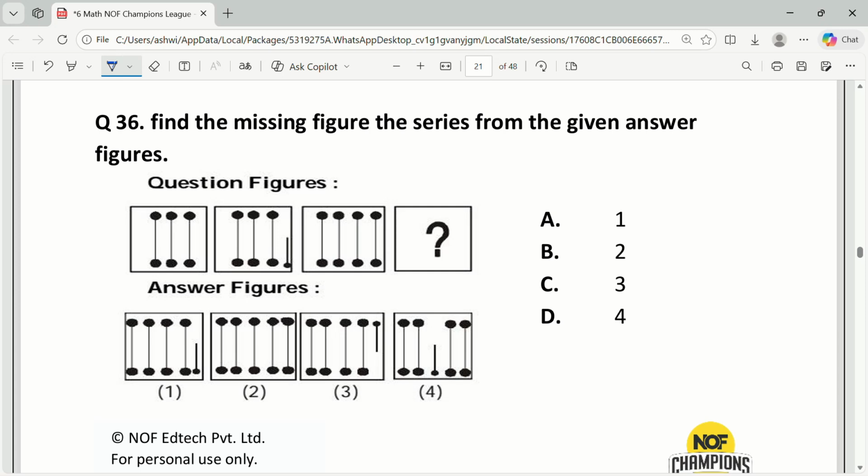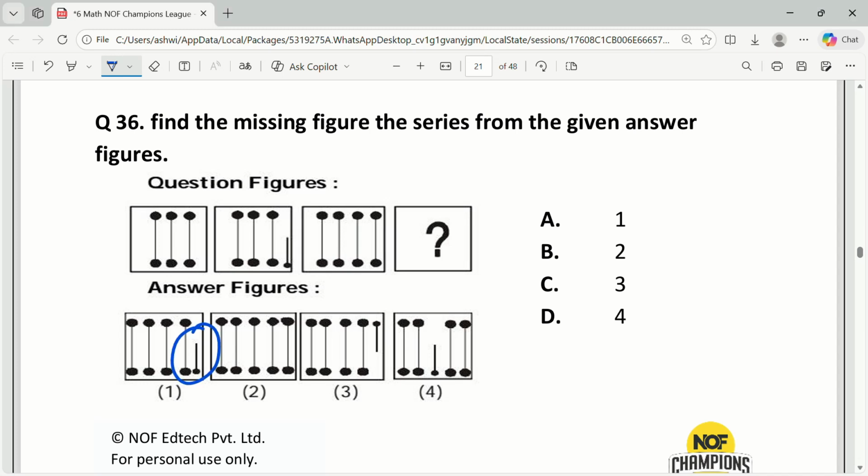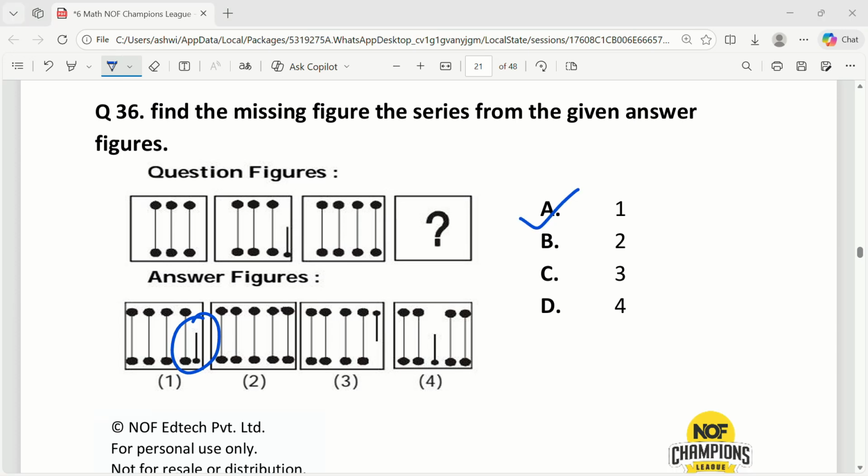Question 36. Find the missing figure in the series from the given answers. We can see the first figure has 3 lines, the second has a half line plus the 3 lines, the third has 4 lines. So for the fourth figure, we'll have 4 lines plus 1 half line, that is A. That is the figure 1. So the answer is A, 1.